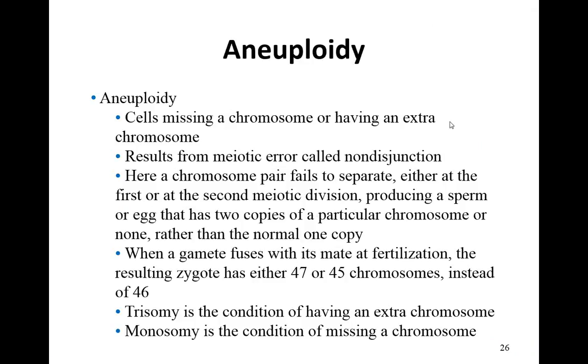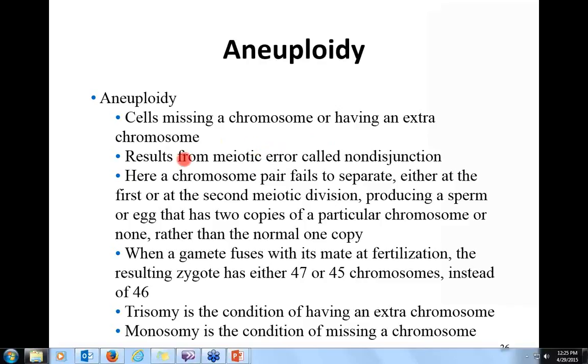Aneuploidy means you have a missing or an extra chromosome. That results from a meiotic error called non-disjunction. Non-disjunction is when the homologous pairs fail to separate during meiosis, particularly meiosis 1. So this could result in a zygote having either 47 or 45 chromosomes instead of 46. Trisomy is having an extra chromosome. An example of that is Down syndrome, trisomy 21. Monosomy is missing a chromosome.